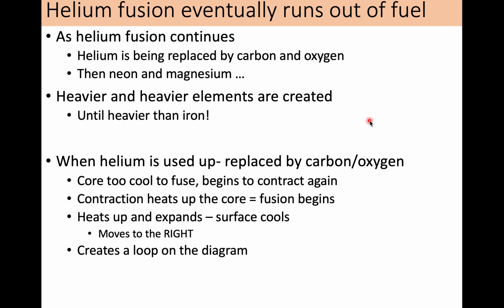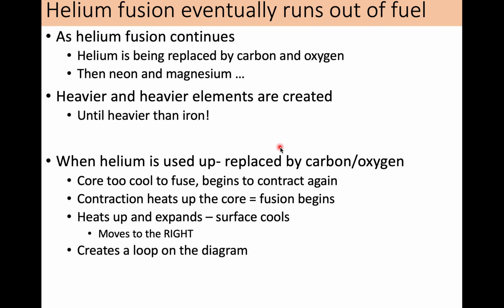So we started with the lightest element, which is hydrogen. Hydrogen fused into the second lightest element, which is helium. Then we go to carbon and oxygen, where the core of the star is going to get heavier and heavier and heavier. We go to neon, we go to magnesium, until the point that the star is creating incredibly heavy elements like iron inside of its core.